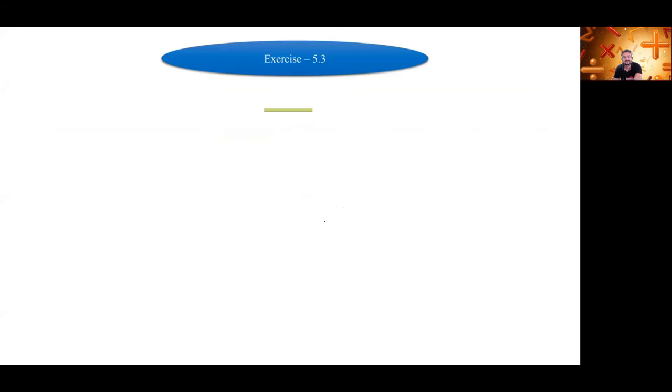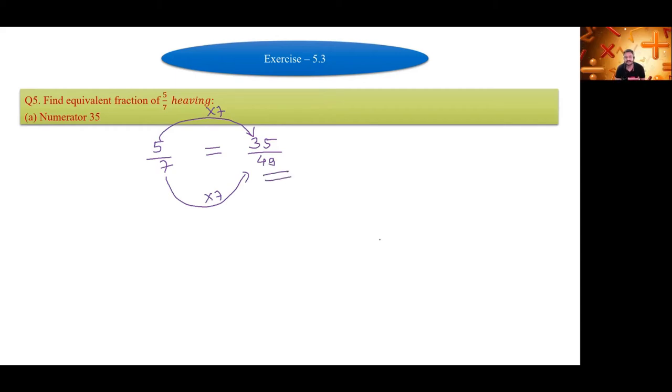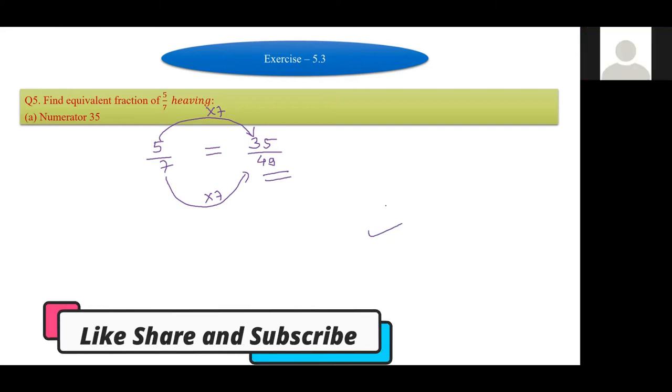Yes, sir. Question number 5. Find the equivalent fraction of 5 by 7 having numerator 35. So, 5 by 7. So, sir, 5 multiplied by 7. Correct. 7 multiplied by 7 is 49. Correct. So 35 by 49 will be the answer. Okay. Next is Devesh Soni.